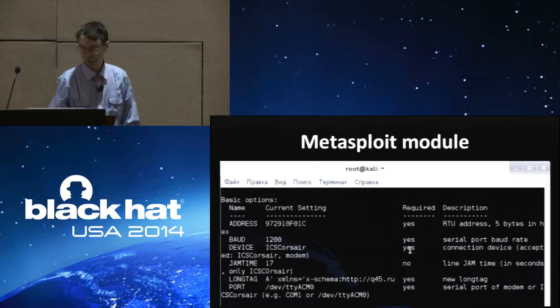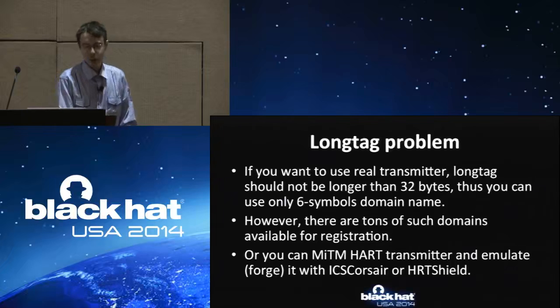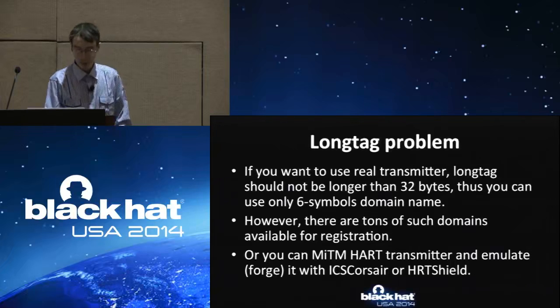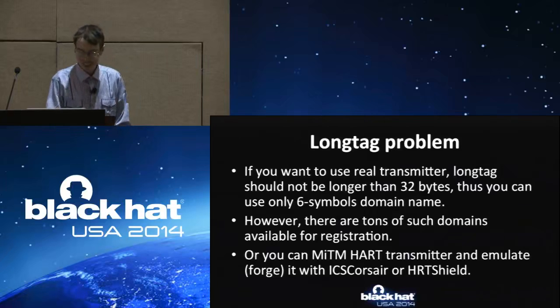It gives high reliability. The long tag problem occurs when you use a real transmitter. The long tag should not be longer than 32 bytes. Remember that these are old protocols, lower speeds. Thus, you can use only a 6-symbol domain name for this attack. However, there are tons of such domains available for registration. You can register them all to prevent such types of attack. And the other solution is to forge the HART device, to man-in-the-middle the HART transmitter and emulate it with ICSCorsair. We will talk about it in a moment.